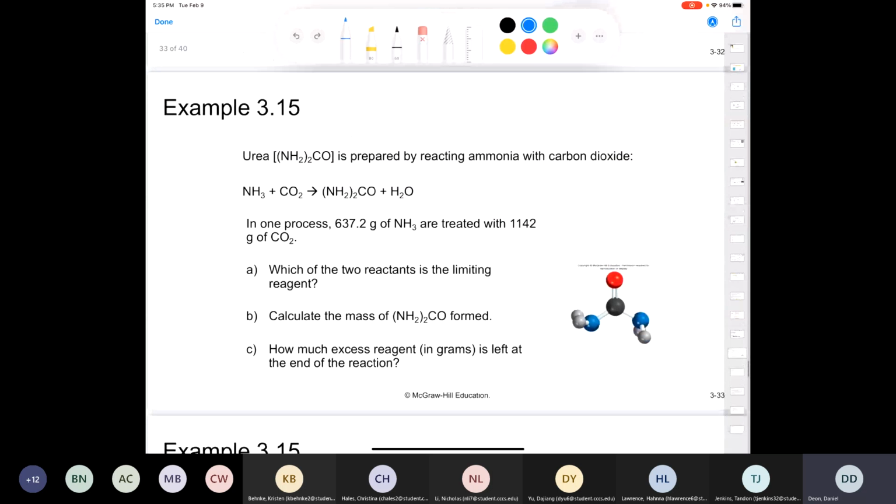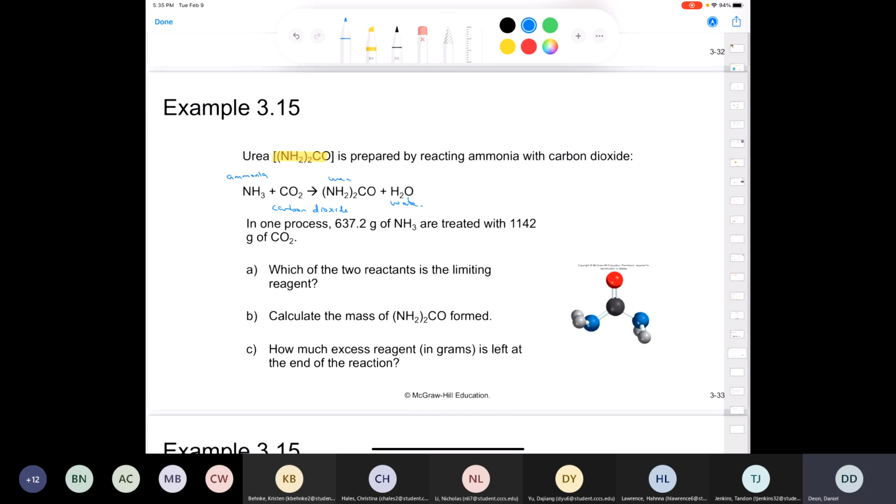All right, let's look at a problem. This is example 3.15. We're going to go through the whole thing. It says urea. Urea is actually found in urine. It's prepared by reacting ammonia with carbon dioxide. Here's the reaction. This NH3, that's ammonia. You're combining it with carbon dioxide. Here's your urea plus water.